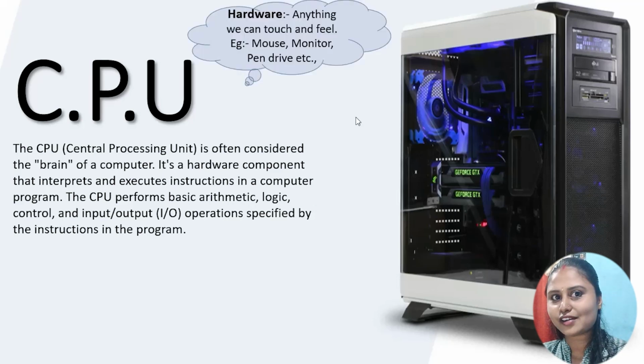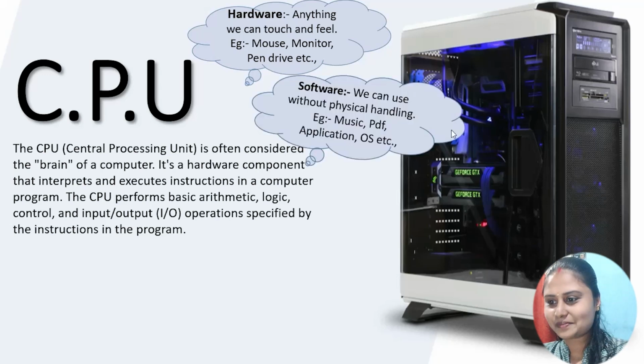Wait a minute, what is hardware? Hardware is anything we can touch and feel. For example, this mouse, monitor, pen drive, mobile phone, everything which we can touch and feel. Okay, we came to know it's a hardware component, but what is software, by the way? Software is nothing but what we can use without physical touch or physical handling. For example, music, PDF, applications, OS like operating systems, etc. We can feel it, but we cannot touch it. Those are all called software.